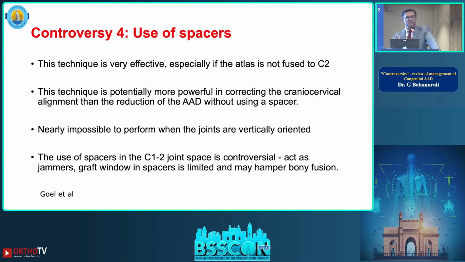Use of spacers, again controversial. Goel feels that everything can be reduced with a spacer, and he can also treat Chiari malformation without foramen magnum decompression. So the whole CV junction he hypothesizes can be done with a spacer at C1, C2, which has been condemned by many people, though there are selective groups of people in whom we can do it.